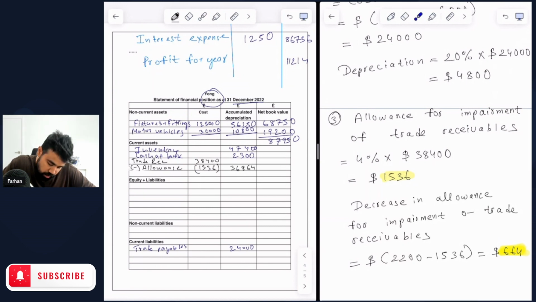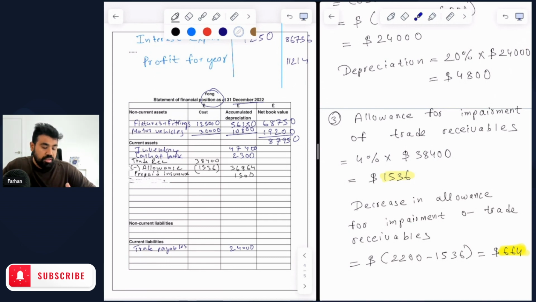And then the other thing to include is the prepaid insurance of 1,500. So let's include that. Prepaid insurance of 1,500 is also included. So now we do not really have any more current assets. So what we can do in this case is find the total of the current assets. So what's the total of the current assets? You add everything in the second column.